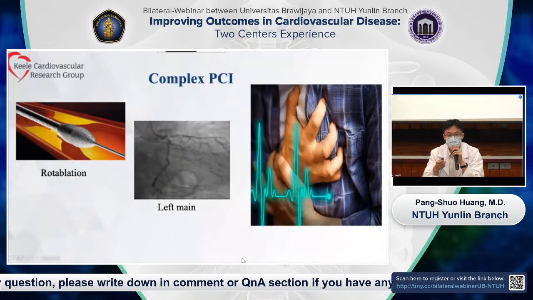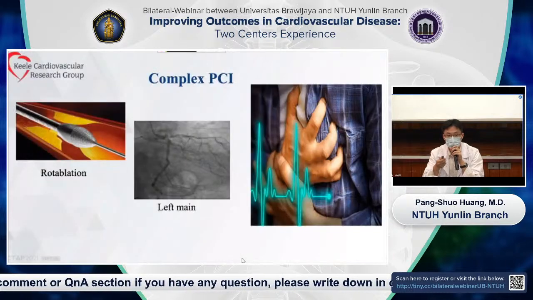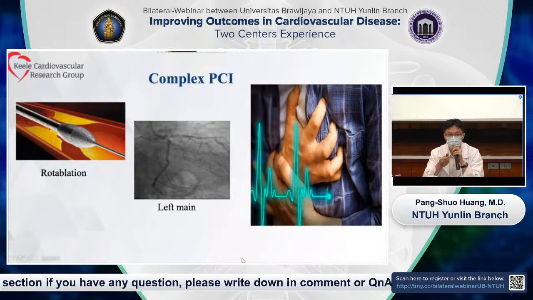So in this patient, we can see the calcium burden is very heavy, and there is a total occlusion. So maybe we need a rotablation, and also a Lemon disease, Lemon triple vessel disease, and the patient presents with angina. So we discuss with the patient and the family, and they turn down the CABG suggestions. So we perform the emergent PCI for this patient.